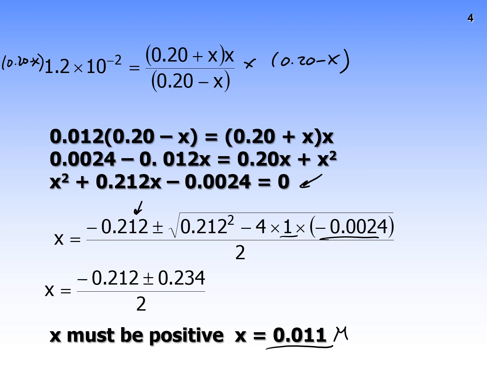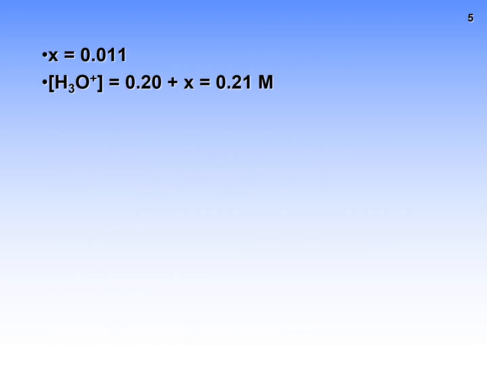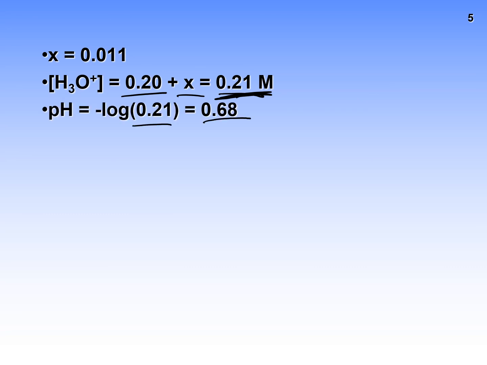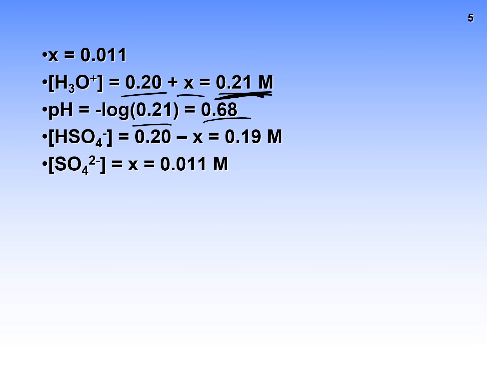Now, I can plug this x back into my equilibrium row of my ice table, and this gives me 0.2 plus x as my H3O+ concentration, which gives me 0.21. I can take the negative log of this to get pH, which gives me a pH of 0.68. This is an incredibly acidic solution. We could then also plug in to get the HSO4- concentration in solution, or the SO4 2- concentration, or even the OH- concentration. At the end of the day, this is how we would solve a problem like this.